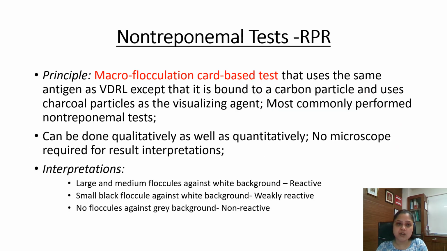Coming to the second non-treponemal test, that is RPR. This is a macroflocculation card-based test which uses the same antigen as VDRL. However, there is an exception, that is, it is bound to a carbon particle and uses a charcoal particle as a visualizing agent. This is the most commonly employed non-treponemal test in the majority of laboratories. Again, it can be done qualitatively as well as quantitatively.